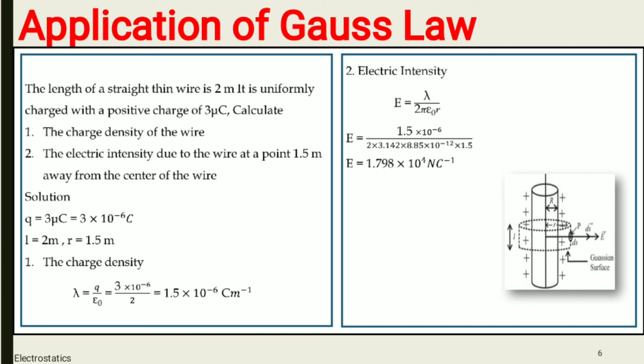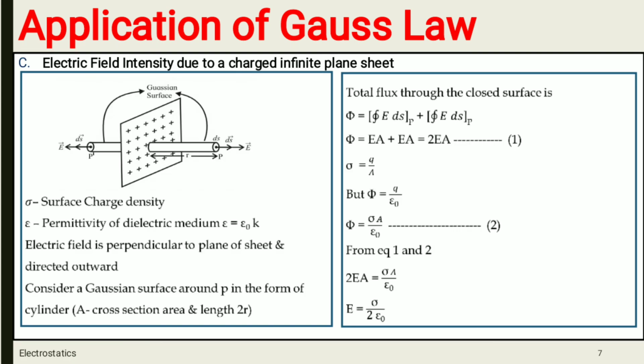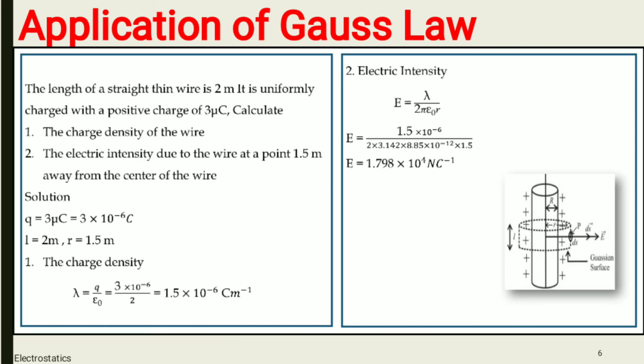Firstly, what you have to calculate? The charge density lambda, that is the linear charge density. Again I have written it wrong here, you can correct it. Lambda is equal to Q divided by L. Here Q is 3 into 10 raised to minus 6 divided by 2, which after calculation you will get the value 1.5 into 10 raised to minus 6 coulomb per meter.